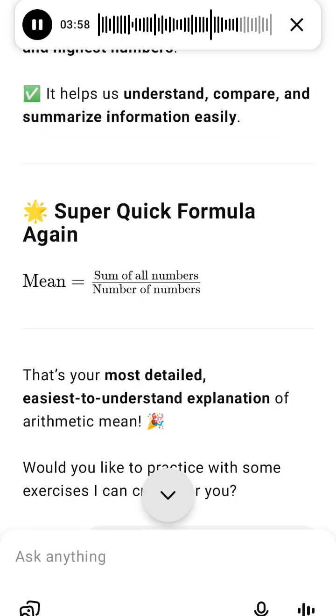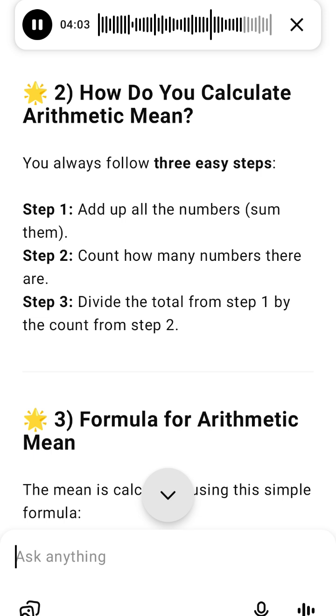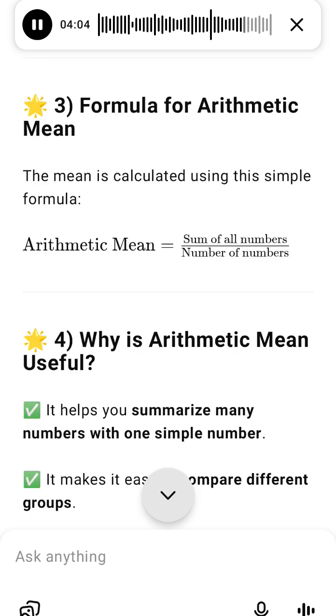9. Where do we use arithmetic mean? In school, average marks of students. In sports, average goals or runs scored. In weather, average rainfall or temperature. In business, average sales or profits. In health, average heart rate or calorie intake.